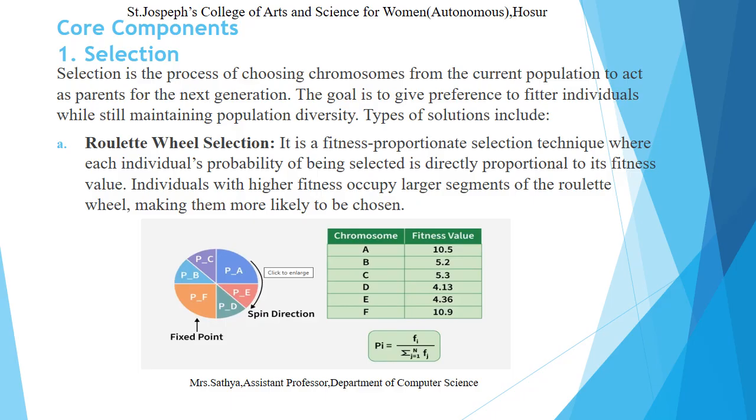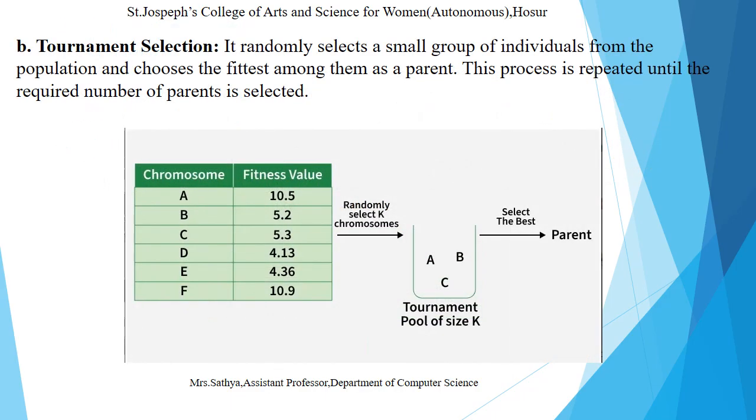It is like spinning a wheel. We spin it, it goes around, and we get a chromosome according to its fitness value. The next one is tournament selection. In this method we randomly select a small group of individuals, then we choose the fittest among them. The main objective of selection is to promote good solutions while still maintaining diversity.